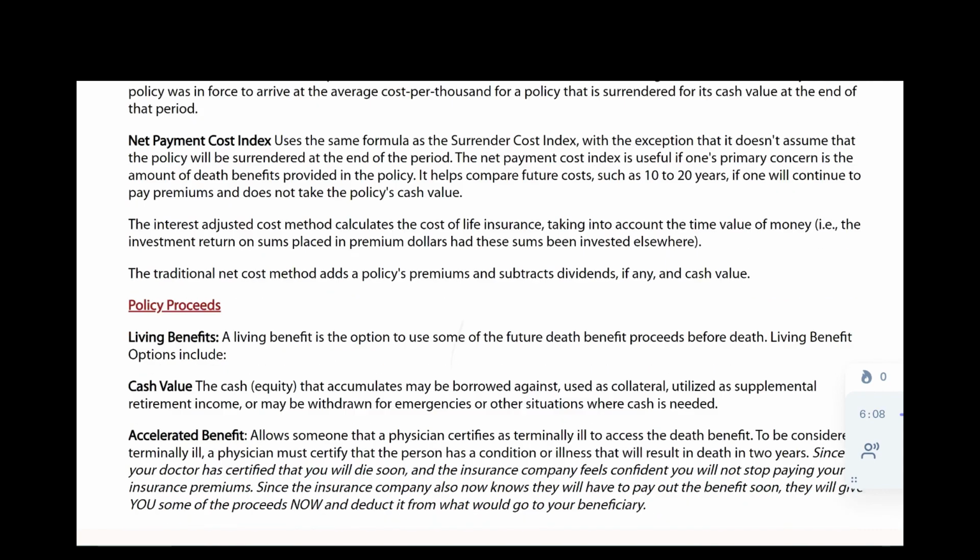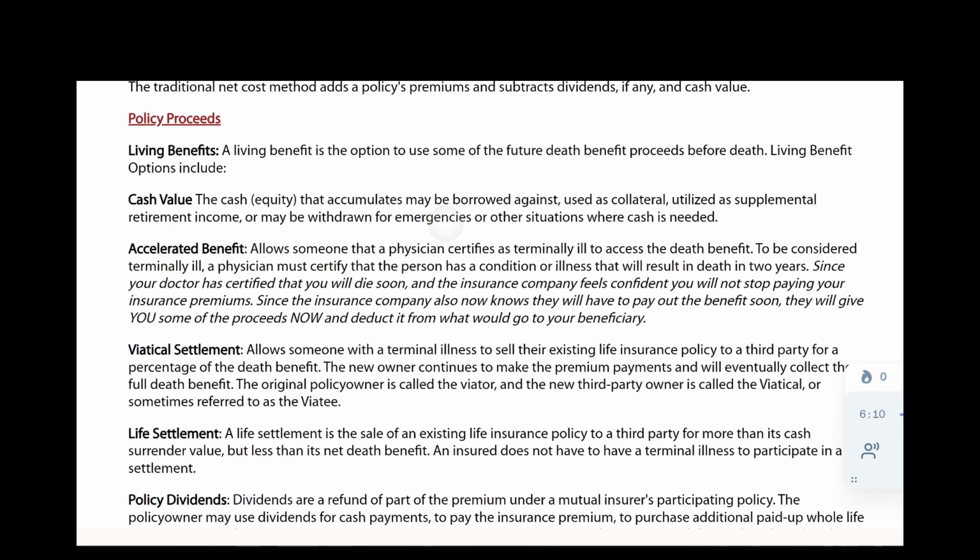Policy proceeds, living benefits. A living benefit is the option to use some of the future death benefit proceeds before death. Living benefit options include cash value. The cash equity that accumulates may be borrowed against, used as collateral, utilized as supplemental retirement income, or may be withdrawn for emergencies or other situations where cash is needed.